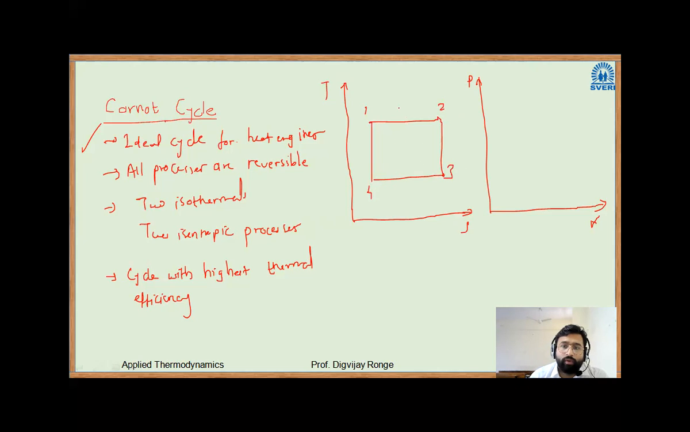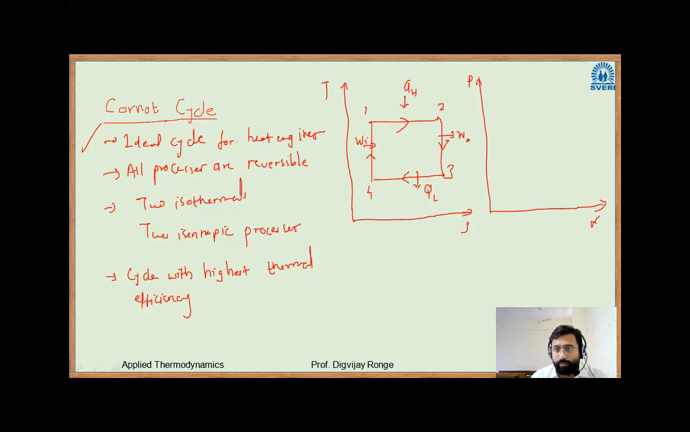Okay. So 1 to 2 is an isothermal expansion process. Sorry, isothermal heat addition process. That means heat is added from 1 to 2. 2 to 3 is an isentropic expansion, and some work is produced, work out. 3 to 4 is isothermal heat rejection. That means some amount of heat is rejected. 4 to 1 is an isentropic compression. That means external work is required, W in.